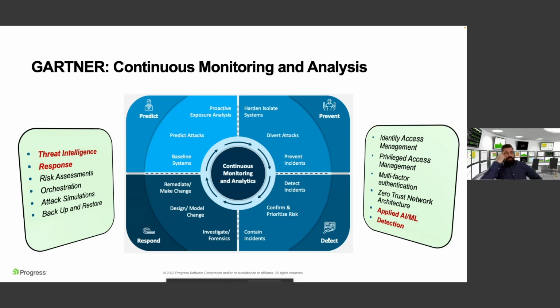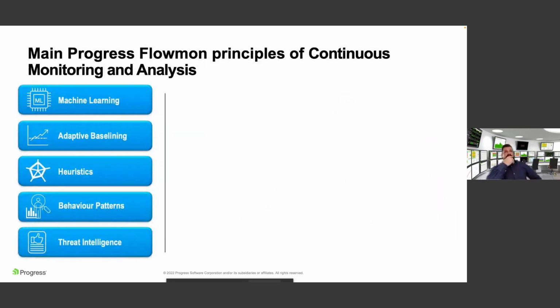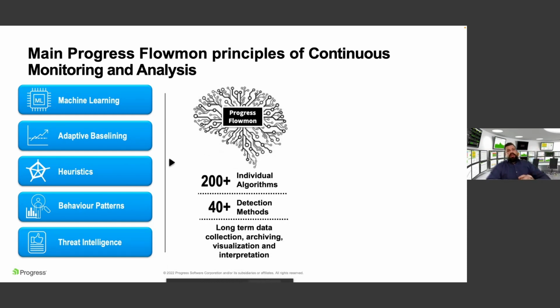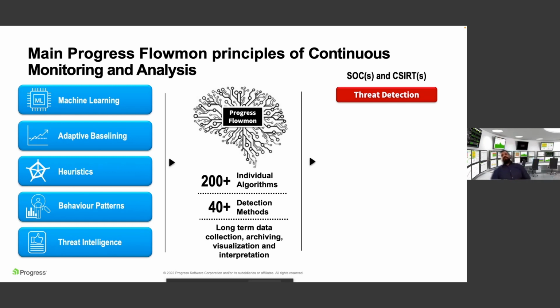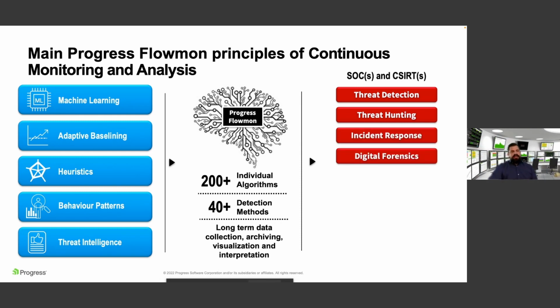The red ones are also the principles used by Flowmon. The main Flowmon principles of continuous monitoring and analysis we are using are a combination of machine learning, adaptive baselining, heuristic behavior patterns for behavioral monitoring, and threat intelligence combining reputation data and signatures. So it's more than 200 individual algorithms and more than 40 built-in detection methods. That means essential and important entities and the CSIRTs can create their own detection methods. And it's all about long-term data collection, archiving, visualization, and interpretation, used by security operations centers and CSIRTs for threat detection, threat hunting, incident response, and digital forensics.